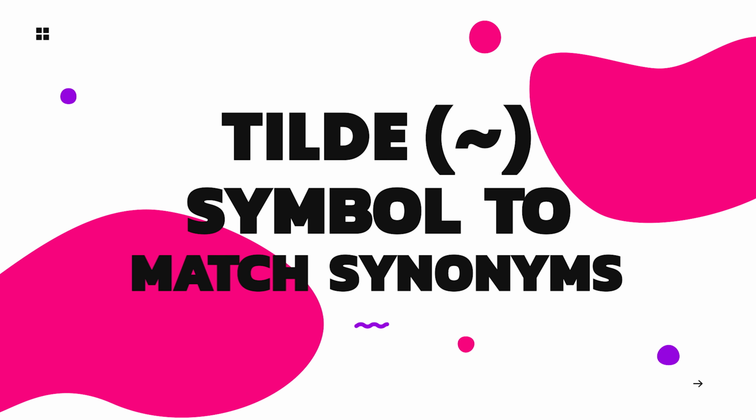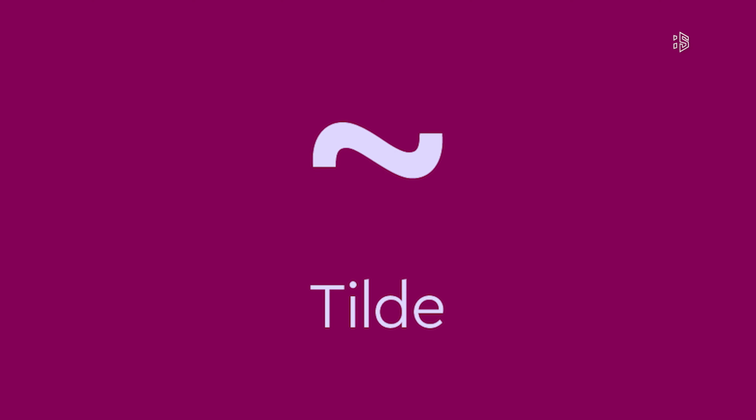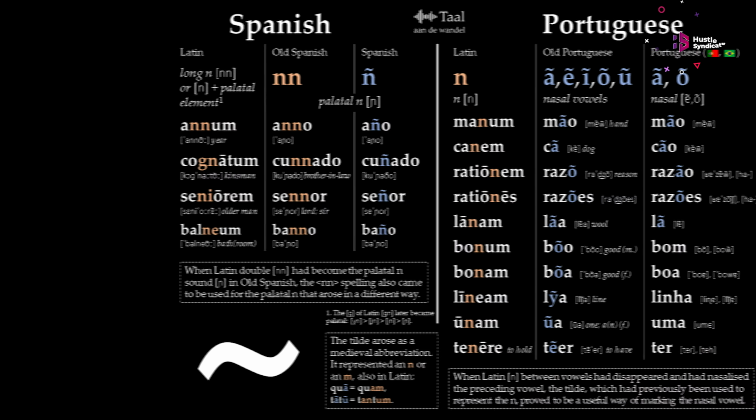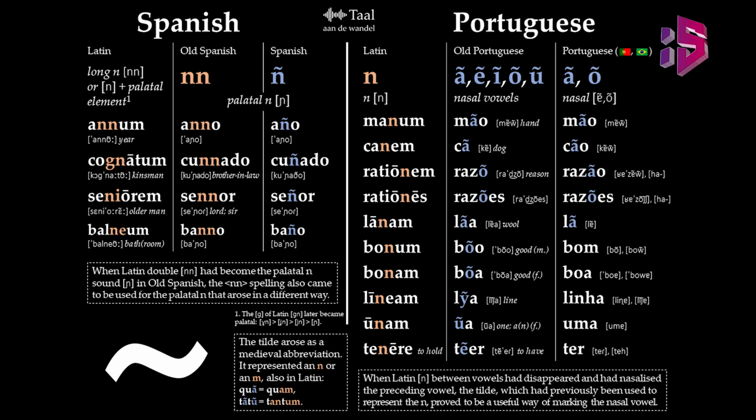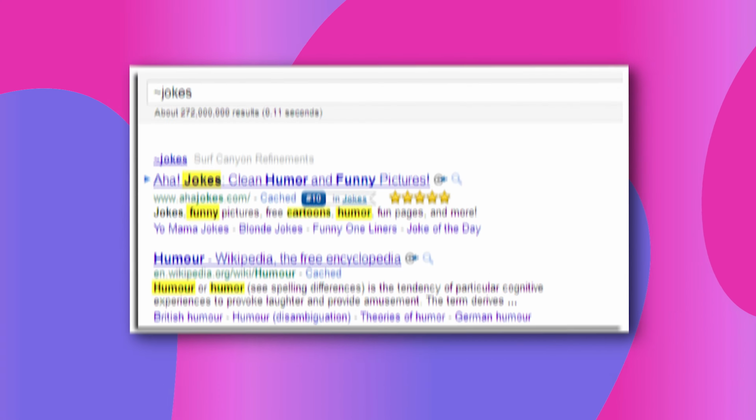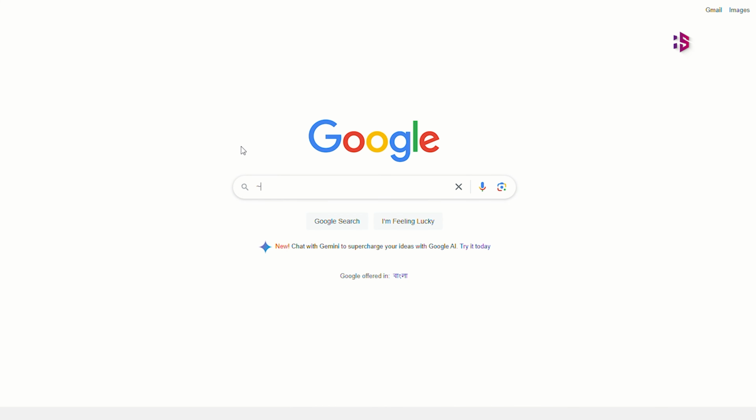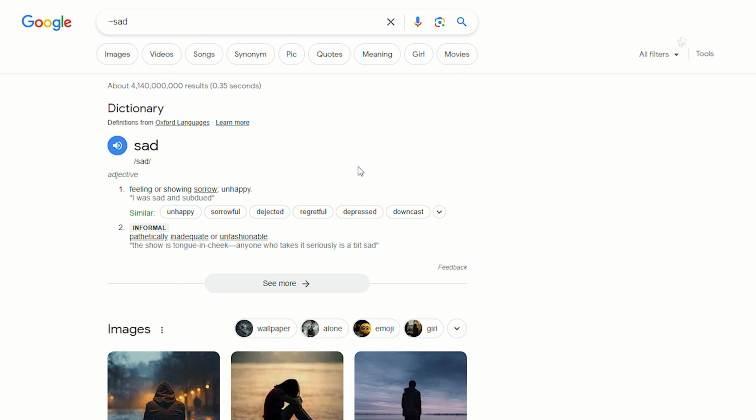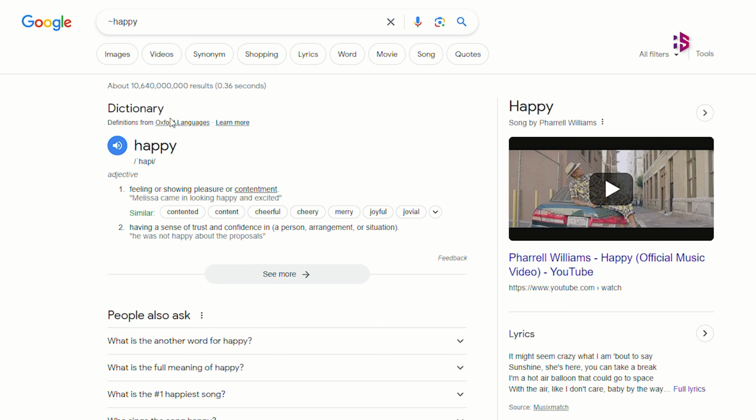Use a tilde symbol to match synonyms. The tilde symbol serves various purposes across different contexts. In language, particularly in Spanish and Portuguese, it denotes phonetic pronunciation. In mathematics, it signifies as similar to in Google searches. The tilde is a handy tool for finding synonyms. To use it, press the tilde button, shift plus apostrophe, and directly type the word you're interested in without any spaces. The results will include your specified word and its synonyms.